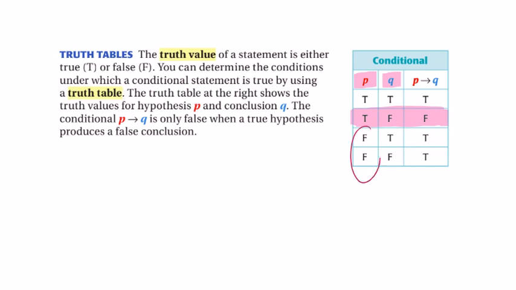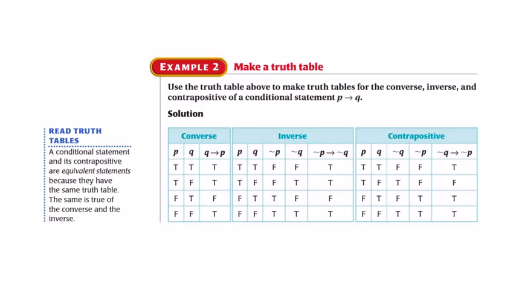Now, if I start out with something that's false, a dishonest man, you can't really trust them either way. We don't really know what's going on, so we're going to say that those entire conditional statements are true as well. So, let's look at an example and try to depict this mess. Use the truth table above to make truth tables for the converse, inverse, and contrapositive of a conditional statement, P implies Q.